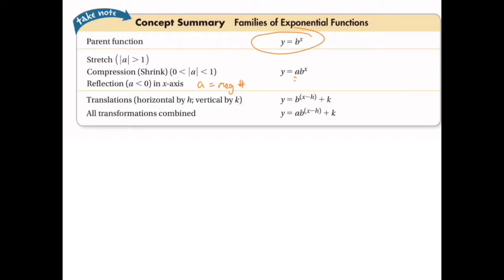Translations, horizontal, you see this is the h value. If it's addition, you're moving to the left. If it's subtraction, you move right. And then here, you've got your vertical, which is the k. Addition is up, subtraction is down. And so these are a lot of our similar transformation rules, nothing really big here. But the big idea for vertical is, keep in mind, k moves your horizontal asymptote.